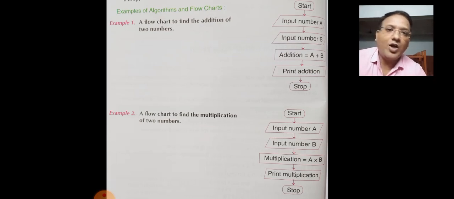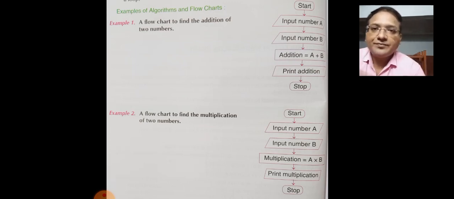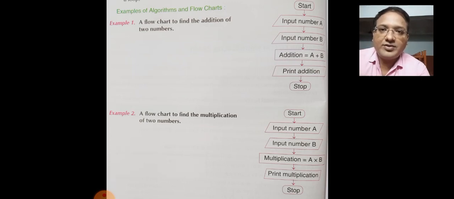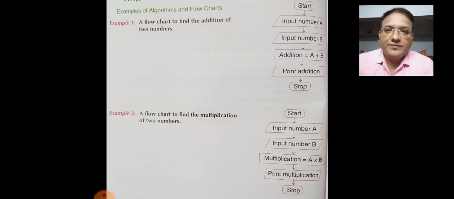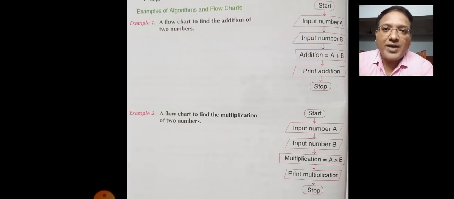What is the formula of addition? Suppose if you want to add two numbers, so the formula is addition equal to A plus B. Got it? So first step start, second step input number A, input number B. So which symbol have we used here? Yes, it is shaped like a parallelogram.